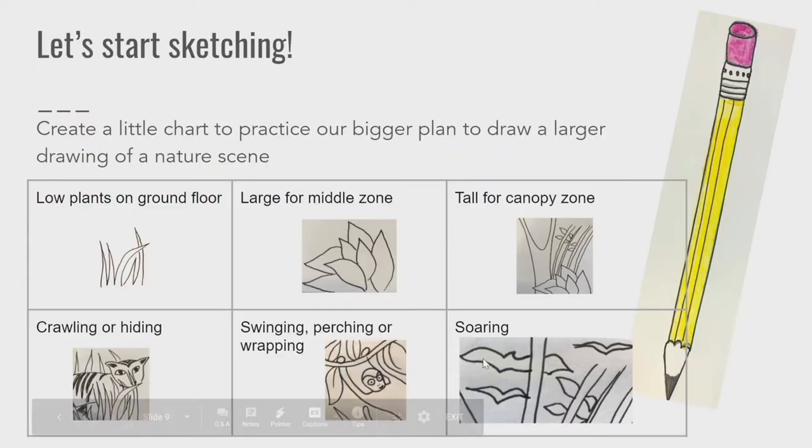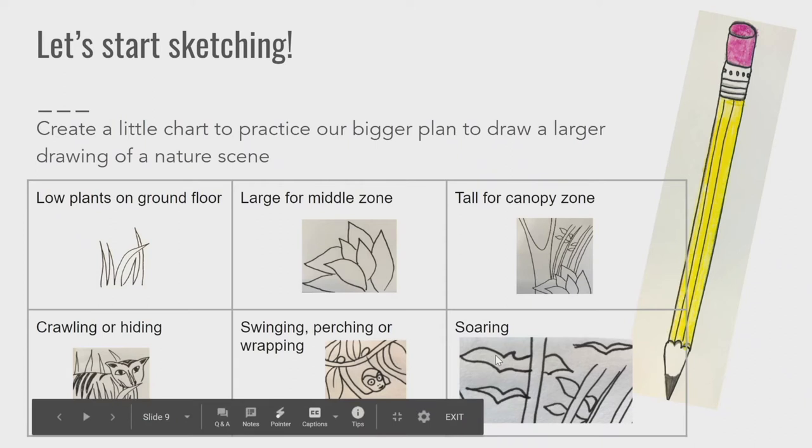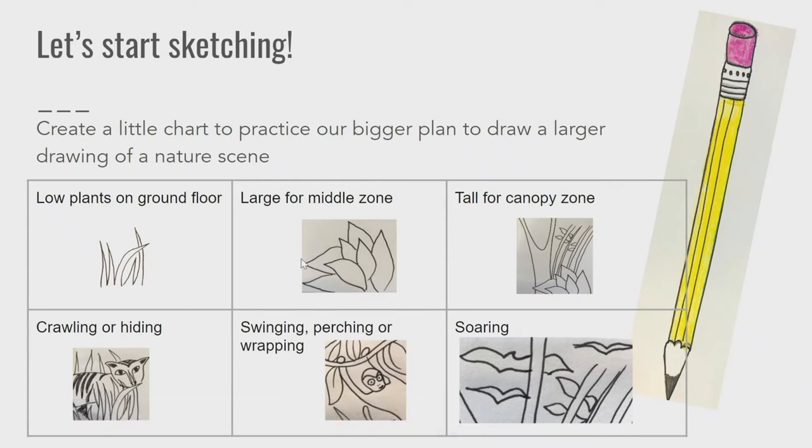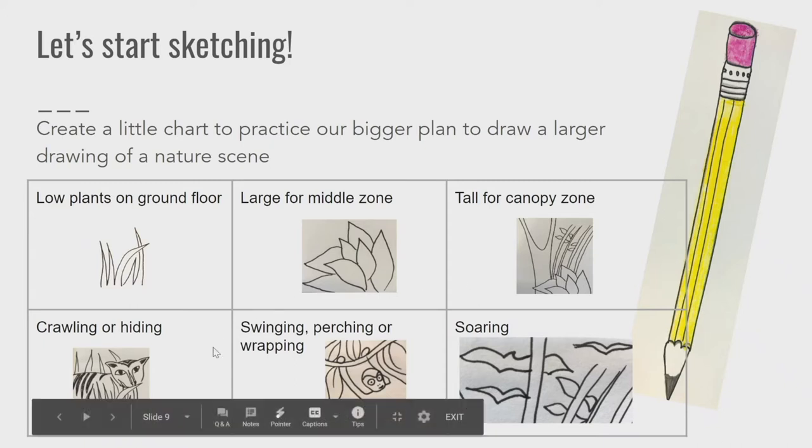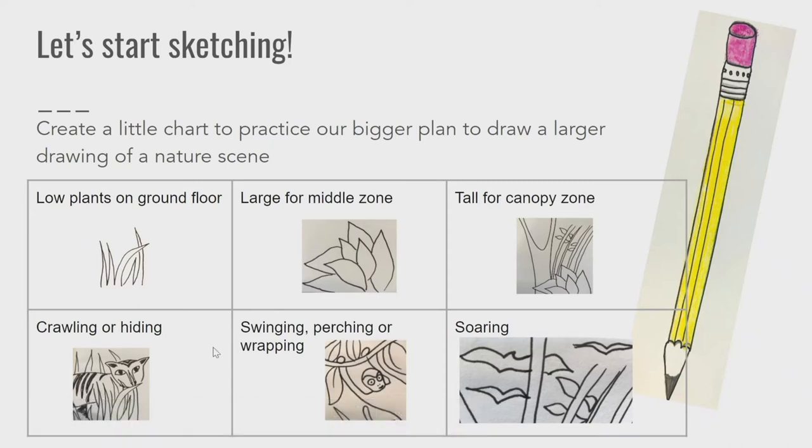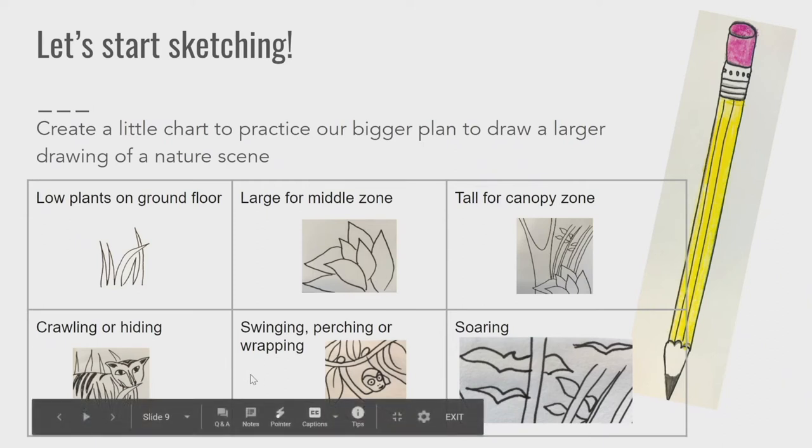So let's start sketching, everybody. On one of your sheets of paper, you're going to create a chart like this. We want to see low plants on the ground, large ones for the middle zone, and tall ones for the canopy. We also want to include some of those animals that we just saw in his painting, crawling or hiding, swinging or perching or wrapping, or even soaring.